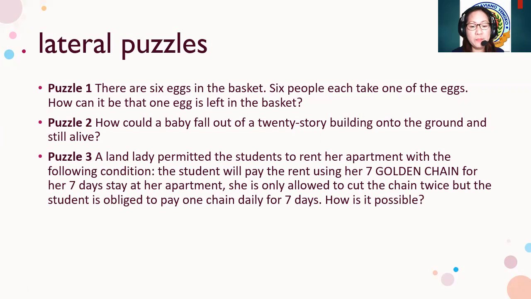And the last puzzle: a landlady permitted the students to rent her apartment with the following condition. The student will pay the rent using her 7-link golden chain for her 7 days stay at her apartment. She is only allowed to cut the chain twice, but the student is obliged to pay 1 link daily for 7 days. How is it possible? Anyone from the group? Okay, thank you so much, guys. Let's proceed.